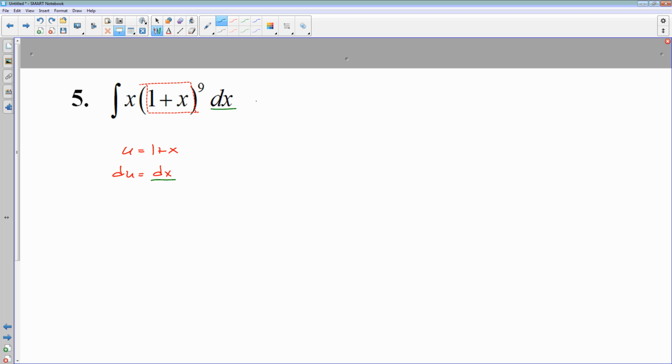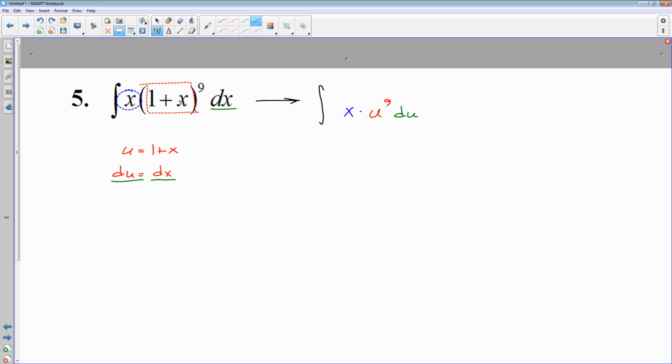So I'm going to do my substitution here. This will be the antiderivative. Dx comes out, and that's my du. So I'll pull my dx out and plug in du. 1 plus x is my u, so instead of 1 plus x to the 9th, I have u to the 9th. The problem is I still have this x right here that I haven't substituted. So what I've still got left over is an x in this problem, which means I cannot do my integration just yet.